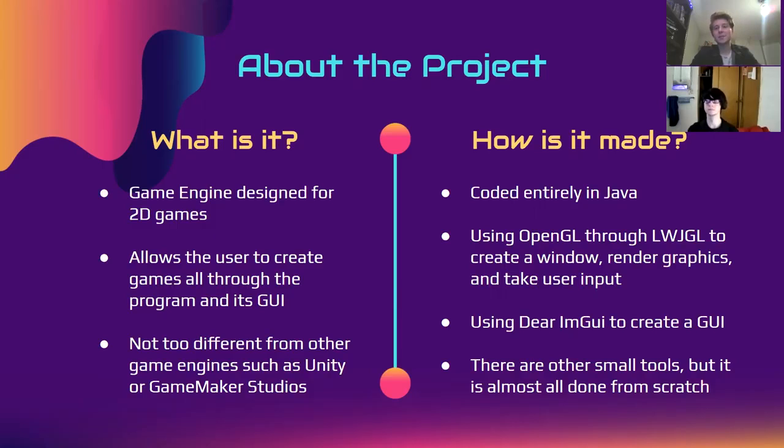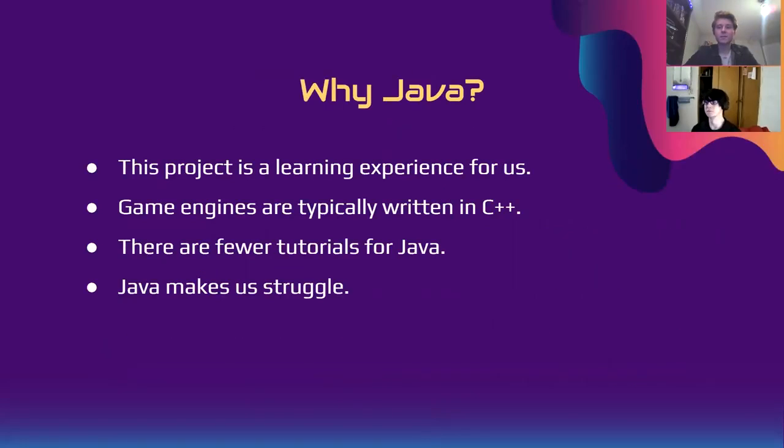It is made entirely in Java, is what it's coded in. We're using certain tools like OpenGL through the Lightweight Java Game Library to create the window, render graphics, and take input. To get the GUI, we're using a library called Dear ImGui, which creates an immediate mode user interface, and just a bunch of other small tools like JSON for serialization, but almost all the project is done from scratch. So you might be asking yourself, why choose Java?